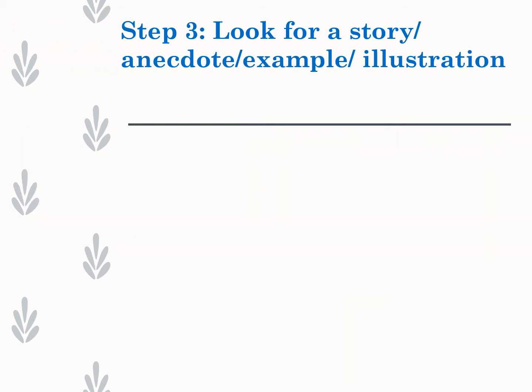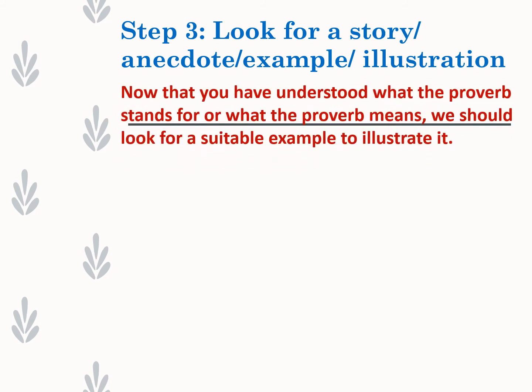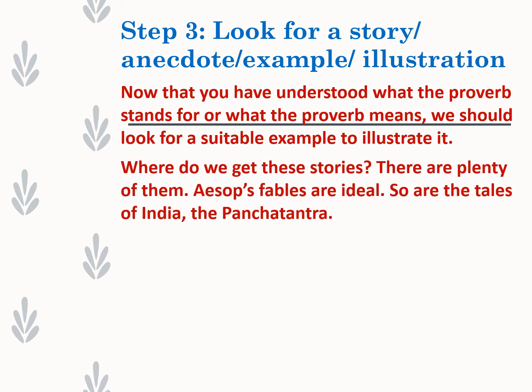The third step is to look for a story, anecdote, example or illustration. An anecdote is a small instance that has happened in real life to you or someone else, and an illustration is a mental image or a picture. Okay, now we have understood what the proverb stands for or what it means. We should look for suitable example or examples to create mind images in the mind for the reader.